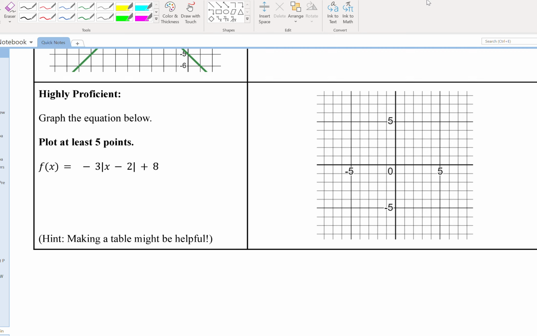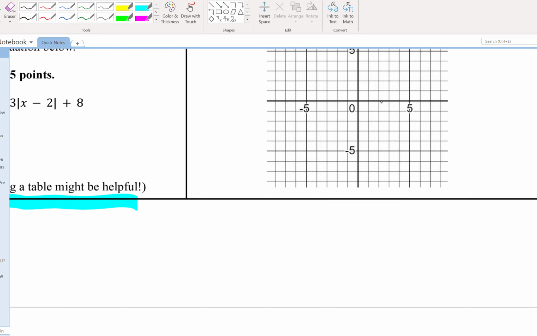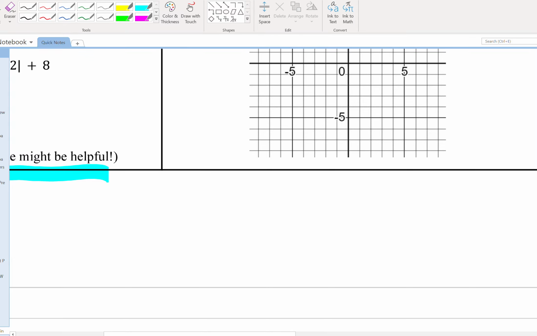Hello, welcome. This is a video on how to graph absolute value functions. This particular problem suggests that it might be helpful to make a table, and I don't necessarily disagree with that, but I think it's still important to understand the way that graphs move, so you know which values to choose to get the right picture of what's happening.